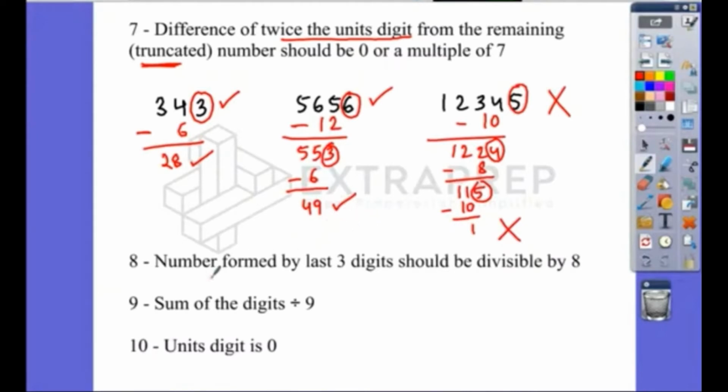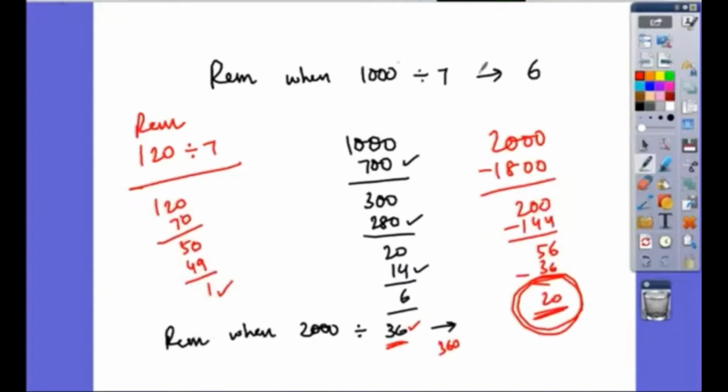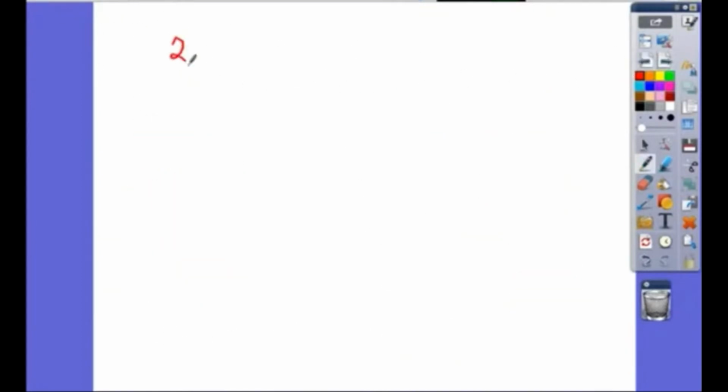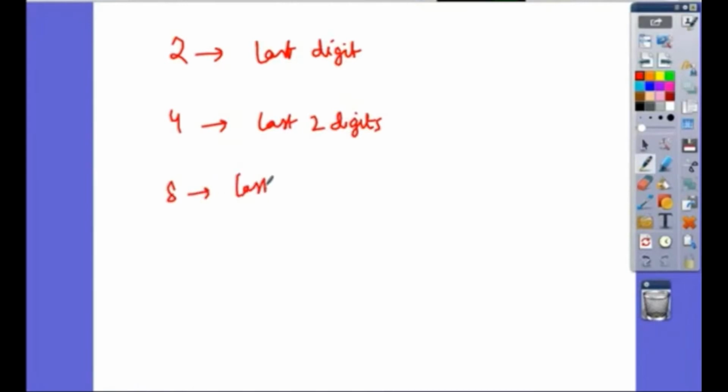Then let's look at the rule for 8. Number formed by the last 3 digits should be divisible by 8. Okay, I'll elaborate that a bit for you to understand. Let's see. What's the rule for 2? You look at the last digit. What's the rule for 4? You look at the last 2 digits. What's the rule for 8? Last 3 digits. See, these are powers of 2.